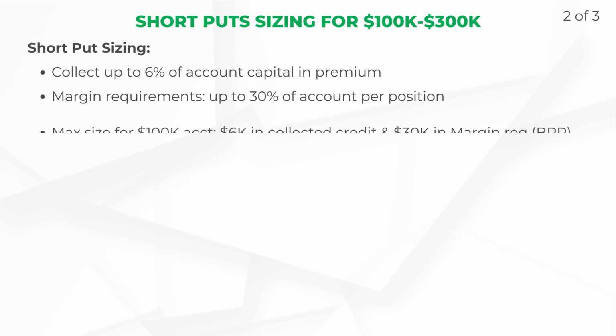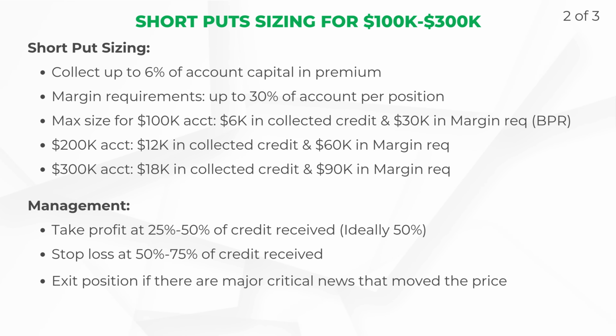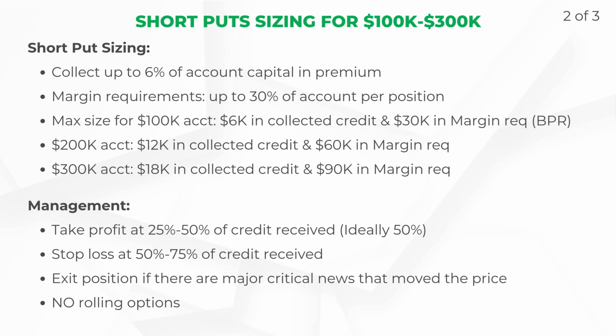So, short put sizing for $100,000 to $300,000 accounts. Very simple. This is the exact framework that I use. I will be collecting up to 6% of my account capital in premium. So if my account is $100,000, I will be collecting $6,000.